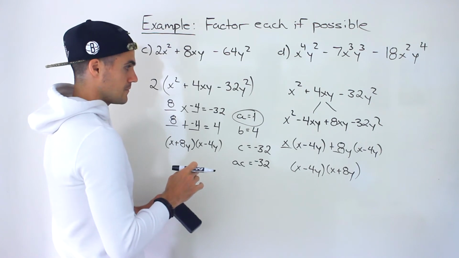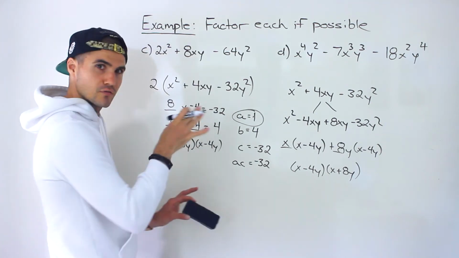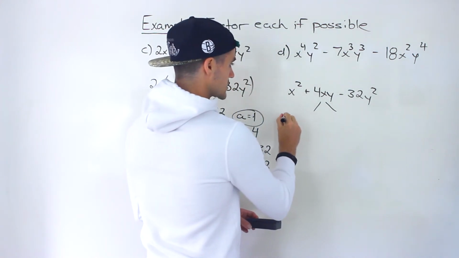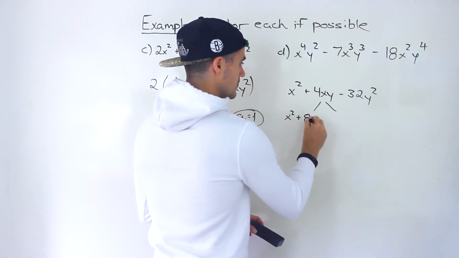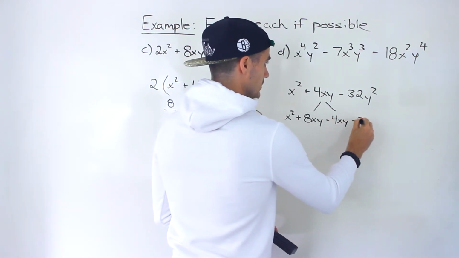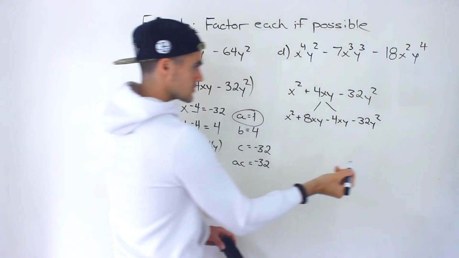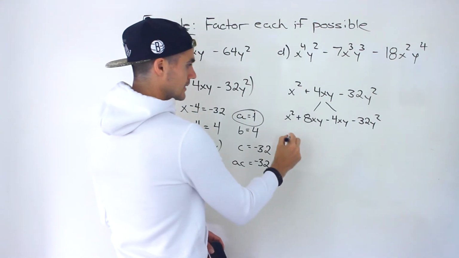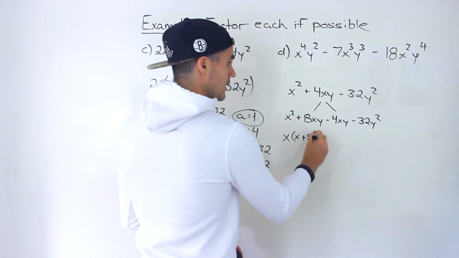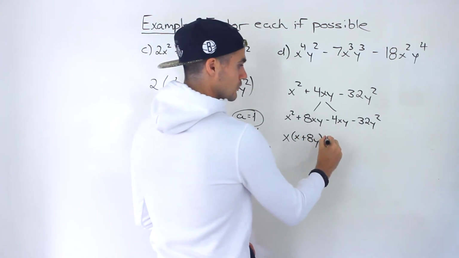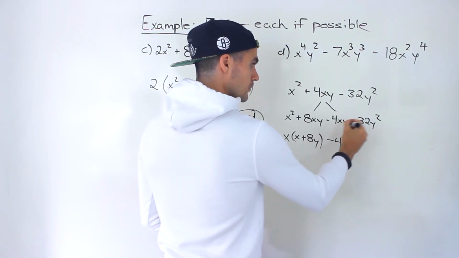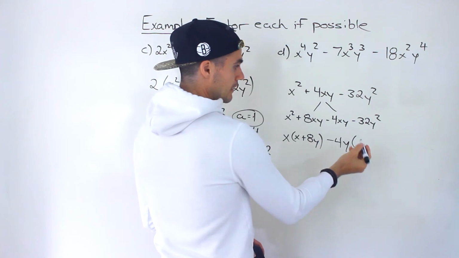Now, what if you don't really follow that, and let's say that we put x squared plus 8xy minus 4xy minus 32y squared, like that. Again, it's not going to matter. You're still going to get the same thing. Take out an x from here. We'd be left with x plus 8y. Then from here, because it's a negative, we're going to take out a negative value. Between 4 and 32, we could take out a 4. We could also take out a y. What would we be left with?